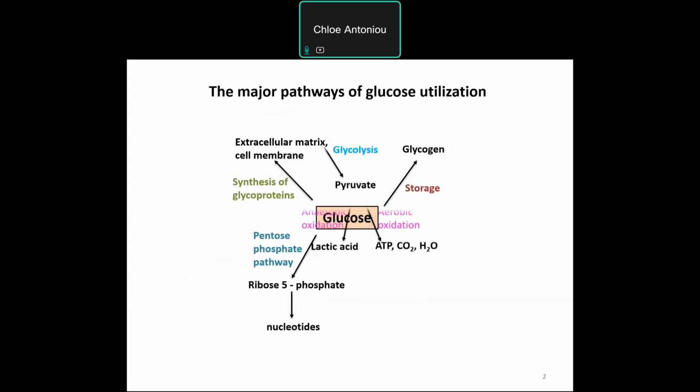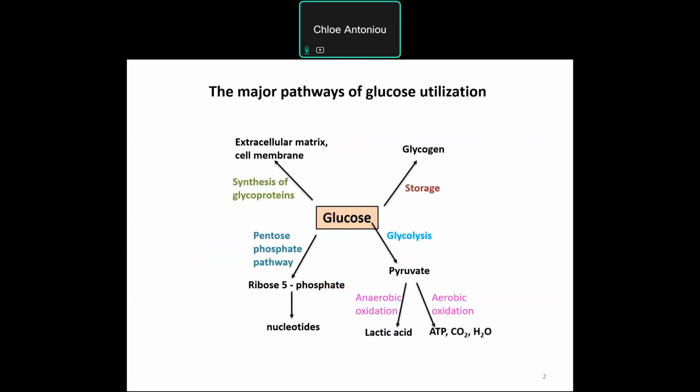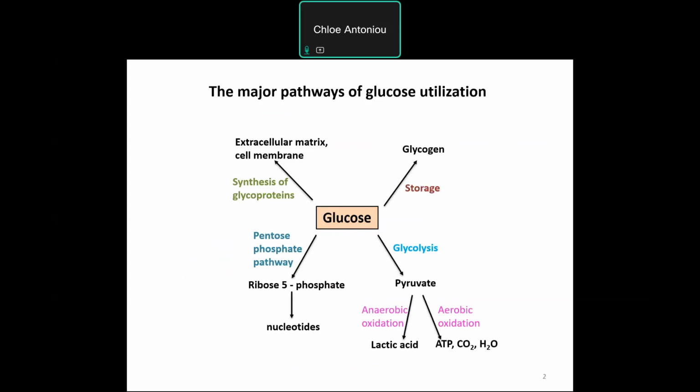And then we have, of course, the grand entrance here of aerobic respiration and anaerobic respiration, because this is what we're going to focus on. So we're going to take glucose. Today, we're going to convert it to pyruvate. We're going to convert pyruvate back to glucose, and then we'll talk about the rest in upcoming lectures.